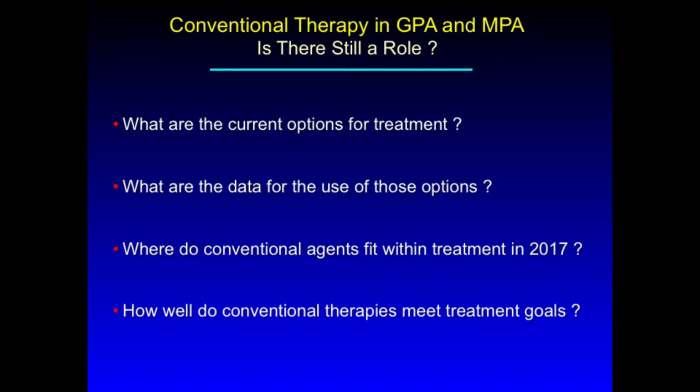So as we look at what we're going to be discussing today, the area that I've been asked to focus on is whether conventional agents still have a role in GPA and MPA. And as we look at this question, what we're going to be discussing is what are the current options for treatment and the data for those options. Where do conventional agents fit within the treatment in 2017? And how well did these conventional therapies meet our treatment goals?